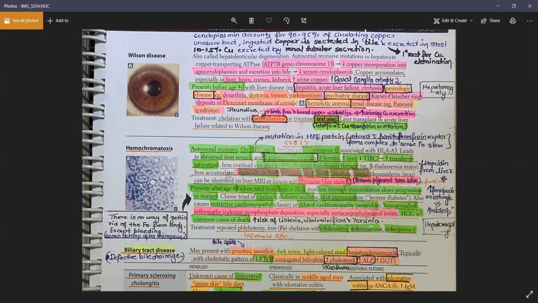And you must know the location of this deposition in the cornea. This will be the Descemet's membrane. Okay. The patient can also get hemolytic anemia. It is also very important. And the patient can get renal disease. The patient will be having a renal failure also.